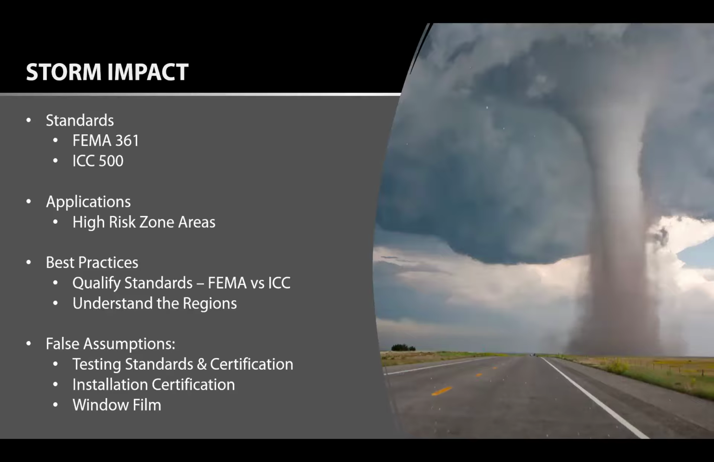But FEMA 361 and ICC 500 are typically designated for tornado shelters and safe rooms for some of the storm impact requirements. I know that they can be accepted on the coastal regions as well, but these are essentially applicable to high-risk zone areas.